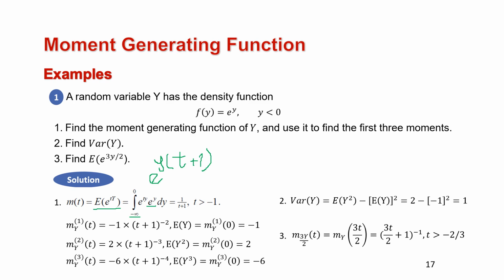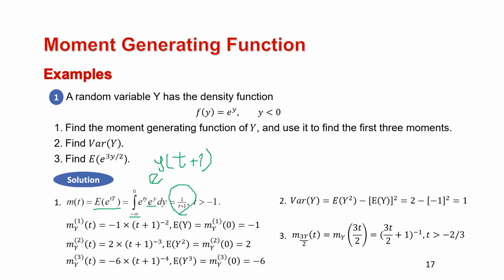Let's substitute from negative infinity to 0. If we substitute y equals 0, it will be 1. If we substitute y equals negative infinity, as you know, e to the power negative infinity equals 0. But then the moment generating function equals 1 over t plus 1.